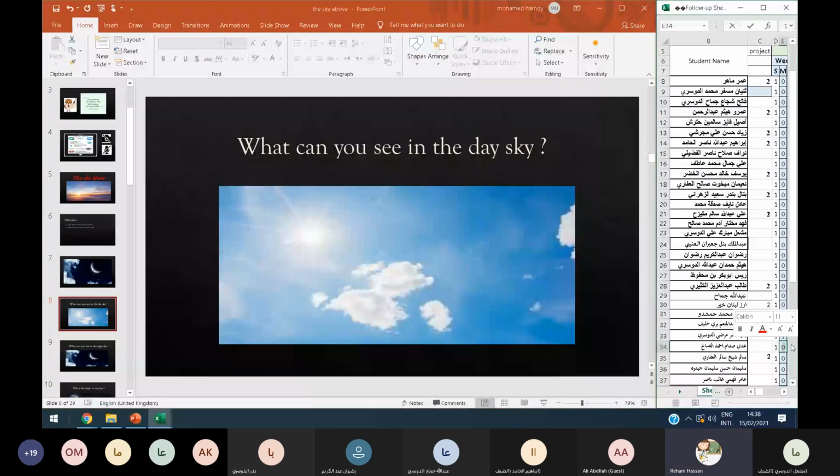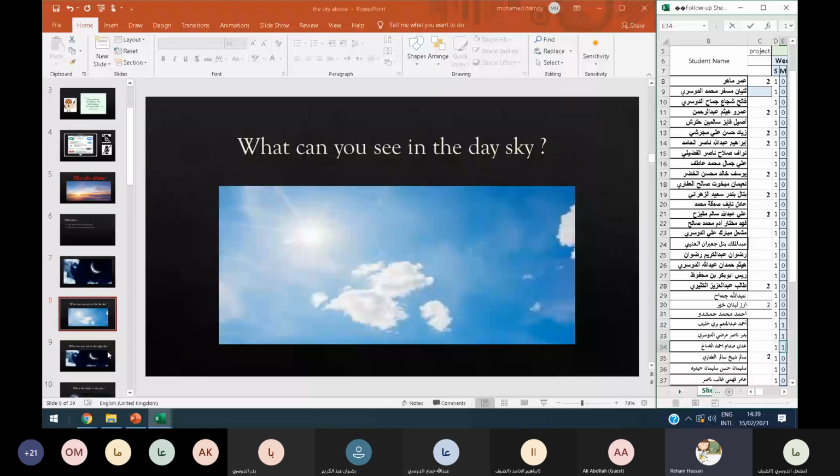Yes, Uday? Yes, teacher. Yes, honey. What can you see in the day sky? Sun. Yes, the sun. And what else? Cloud. Yes, also clouds. Can you see the stars in the day? No. No, excellent. Thanks a lot, honey. We will know why we can see the sky in this lesson. Thanks a lot, Uday. Excellent and super boy.